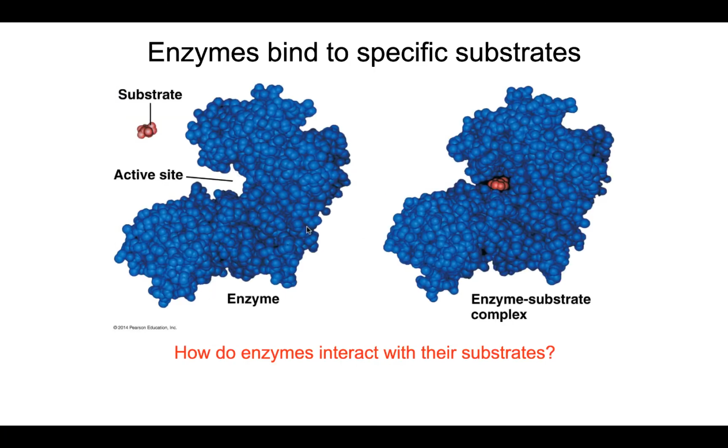Now, enzymes most of the time are proteins, and they have a structure like this with a cleft in which a substrate binds. And that is called the active site, or sometimes called the catalytic site. Now, how do enzymes interact with their substrates? Well, they interact very specifically. So there's only one or a couple different substrates that will bind to any given enzyme. And they interact through weak interactions: hydrogen bonding, hydrophobic interactions, ionic interactions.